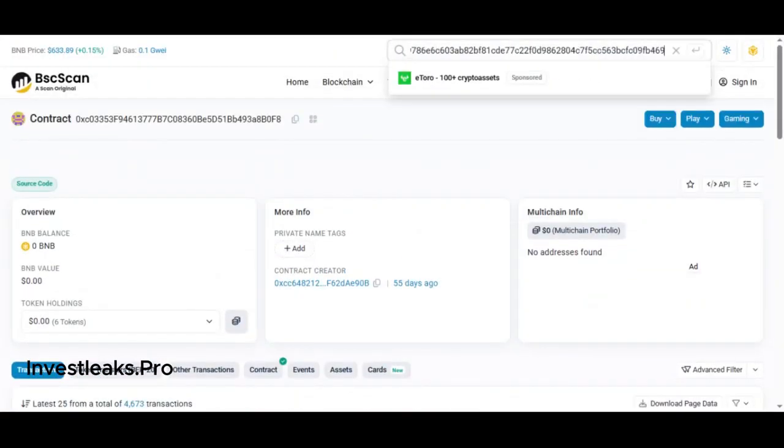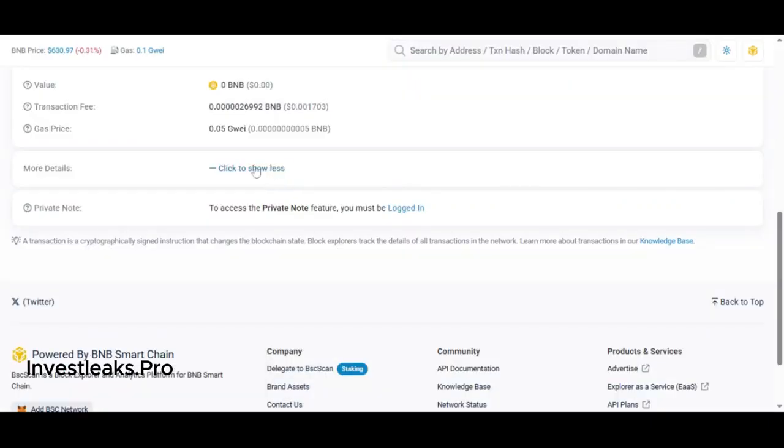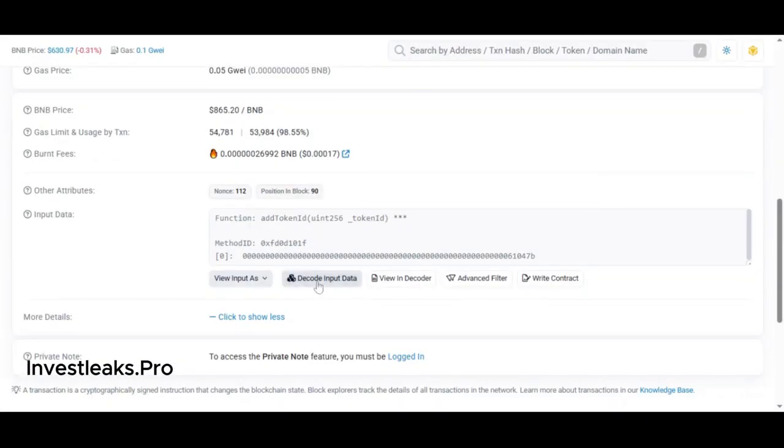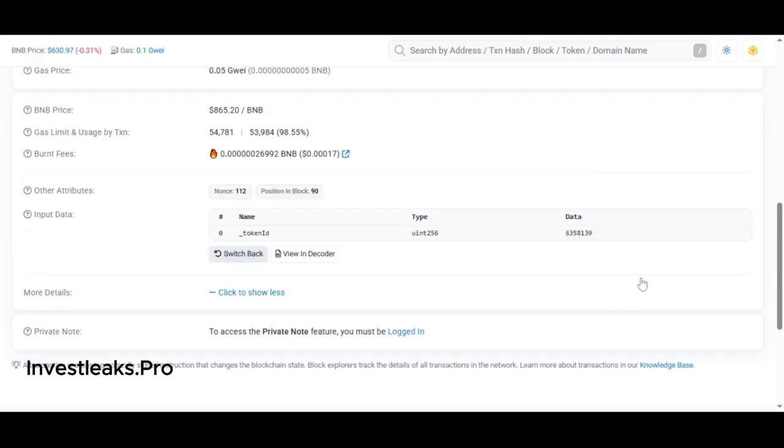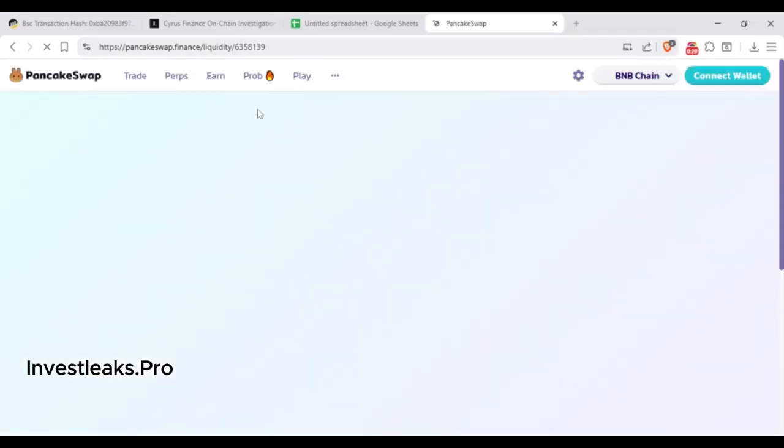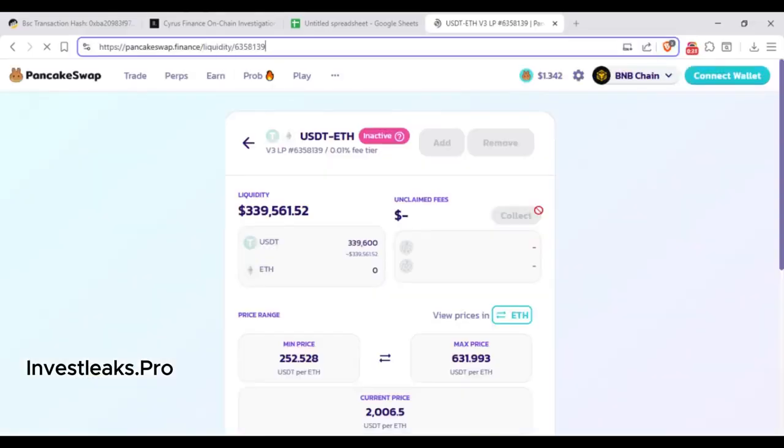Next, I repeat the exact same process. I find another token ID, 6358139. Opening it on Pancake Swap shows a USDT ETH V3 position with slightly over $300,000 in liquidity. Again, fully public and verifiable.